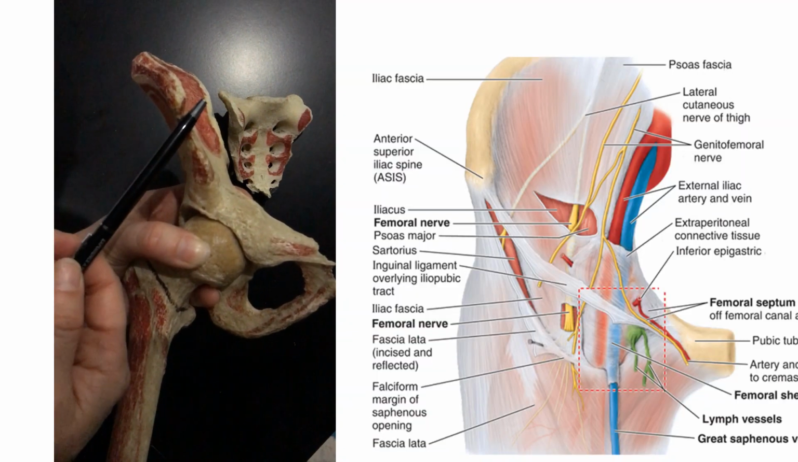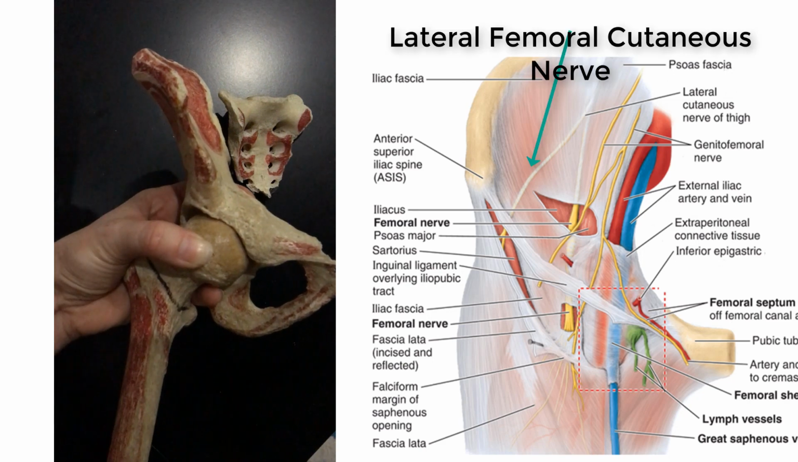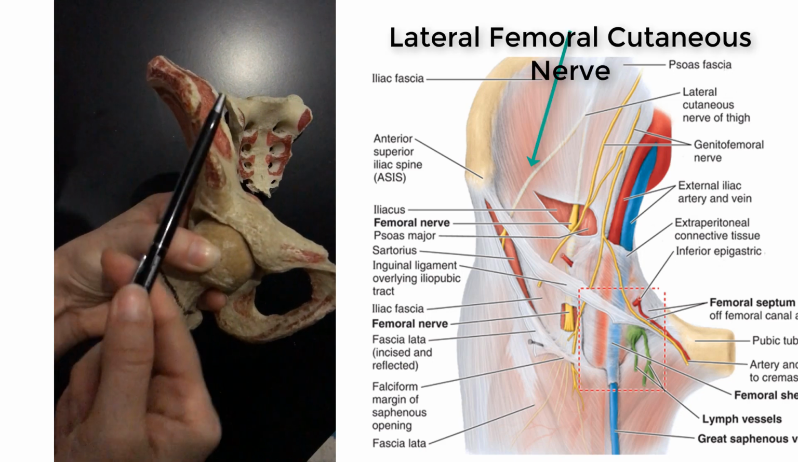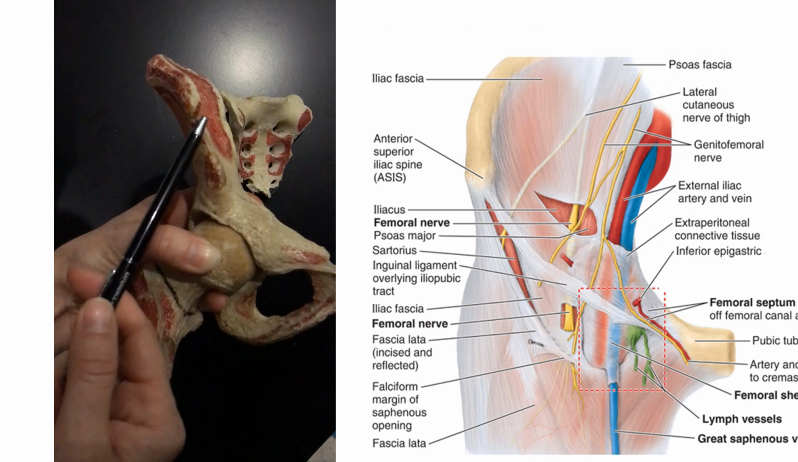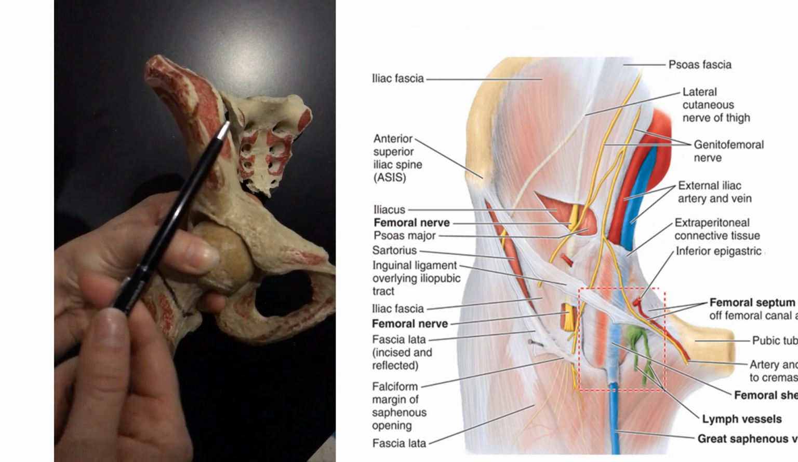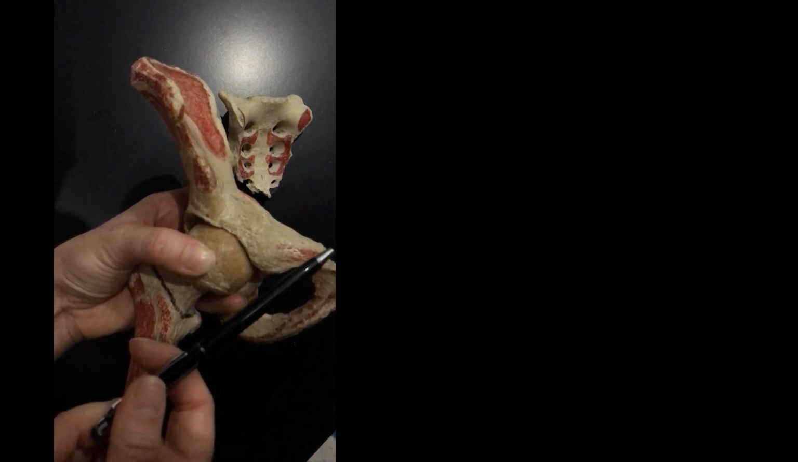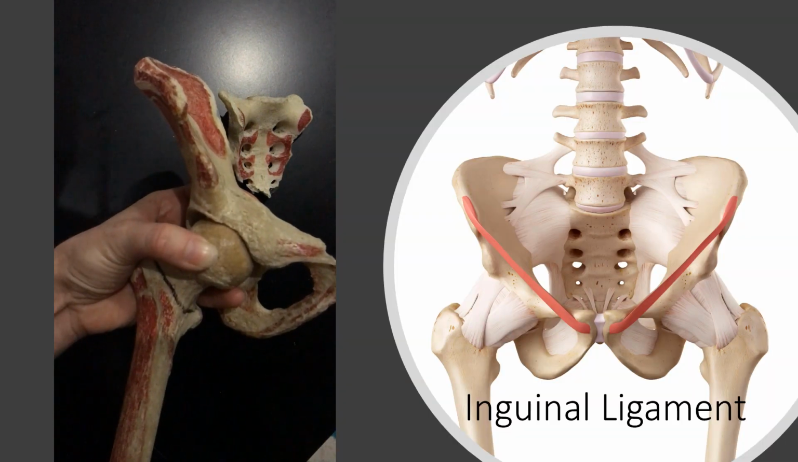So this ASIS is a very important landmark. These days we're performing injections of the lateral femoral cutaneous nerve. So it's a little nerve that passes out medially to the ASIS and deep to a ligament which runs from the pubic tubercle to the ASIS. And that's known as the inguinal ligament.